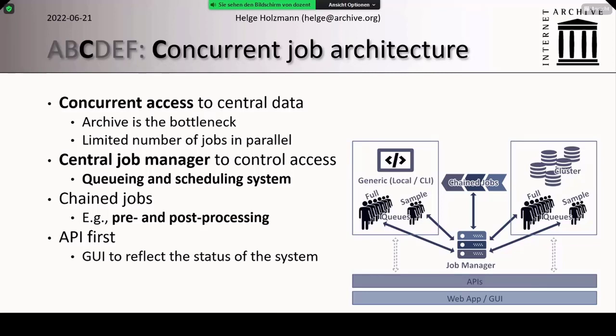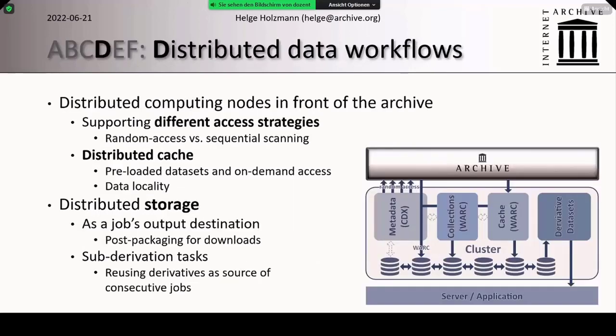And here, as I mentioned in the beginning, the archive typically is the bottleneck. So we need some kind of, first of all, a central job manager to control all that with queues, schedulers, these kind of things. And we also need additional layers that manage the caching or a more direct access in a distributed way. And that brings me to distributed workflows.